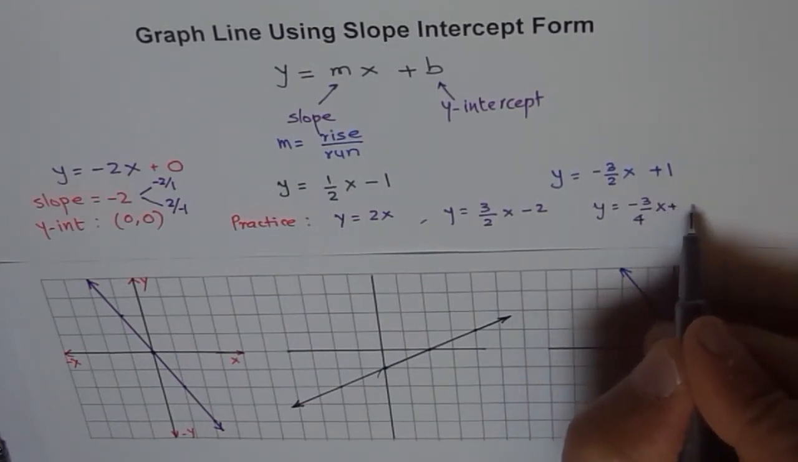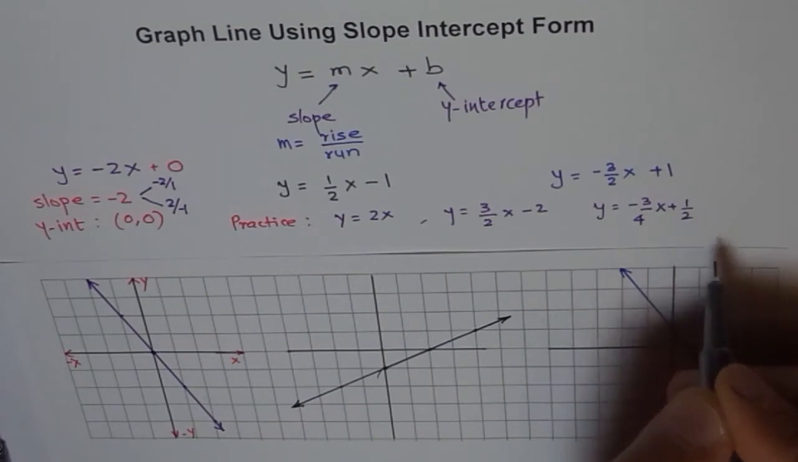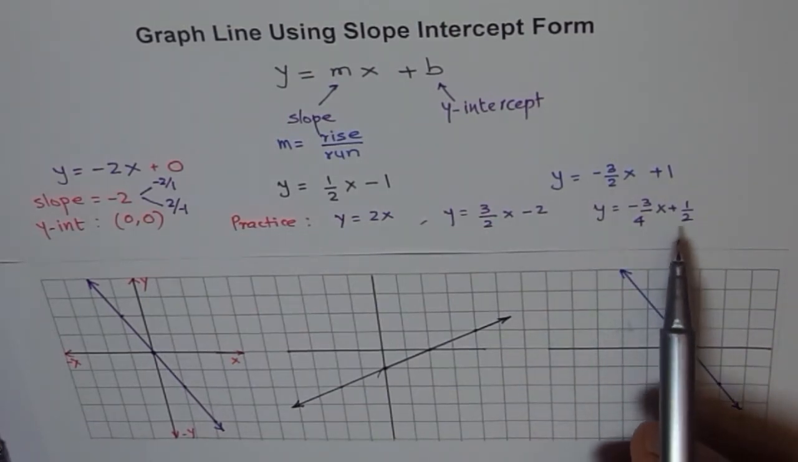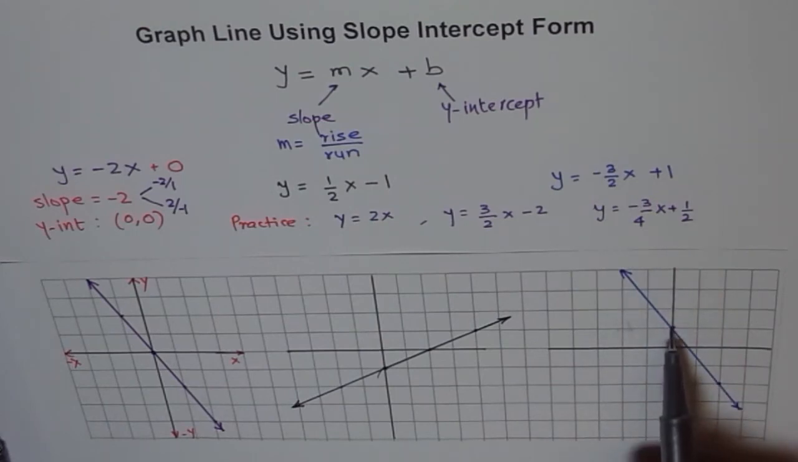x plus half. Okay? If you are given fractions, it is a good idea to take one unit as half. Don't take it as 1. In that case, you can draw more accurately. That's the tip. Okay, great.